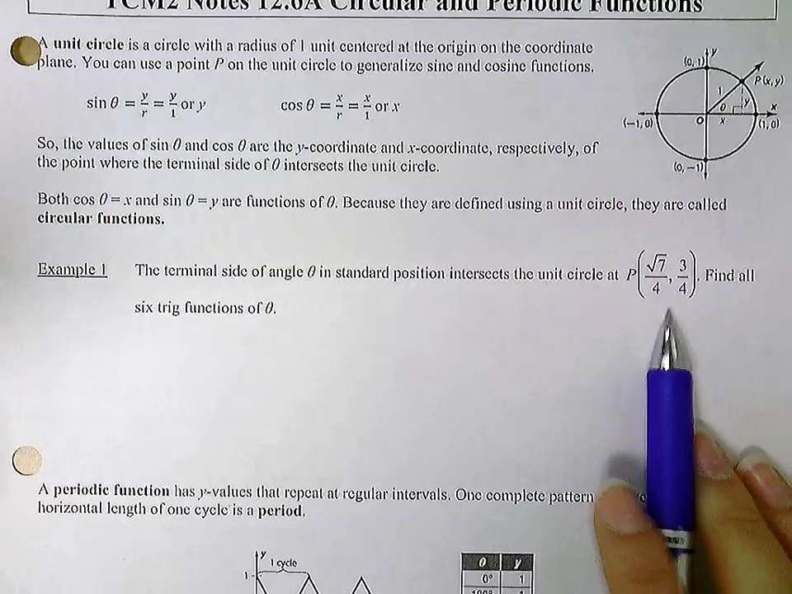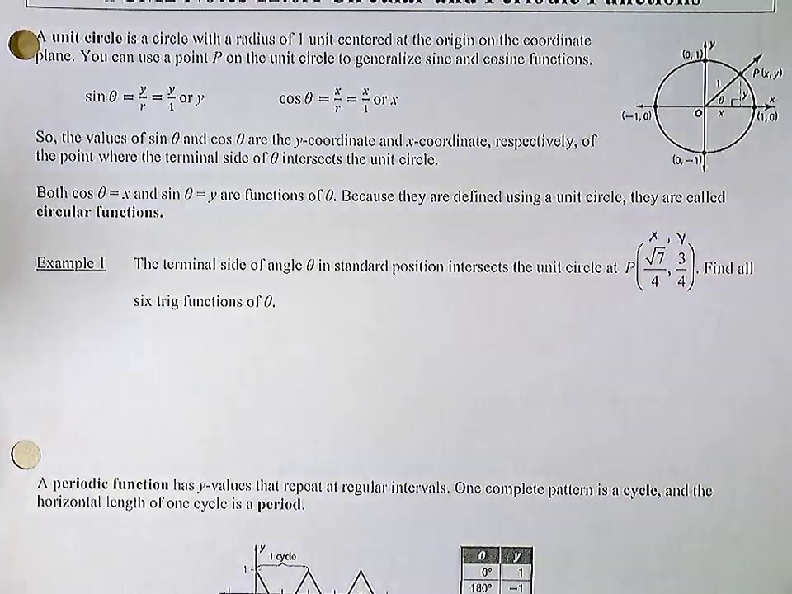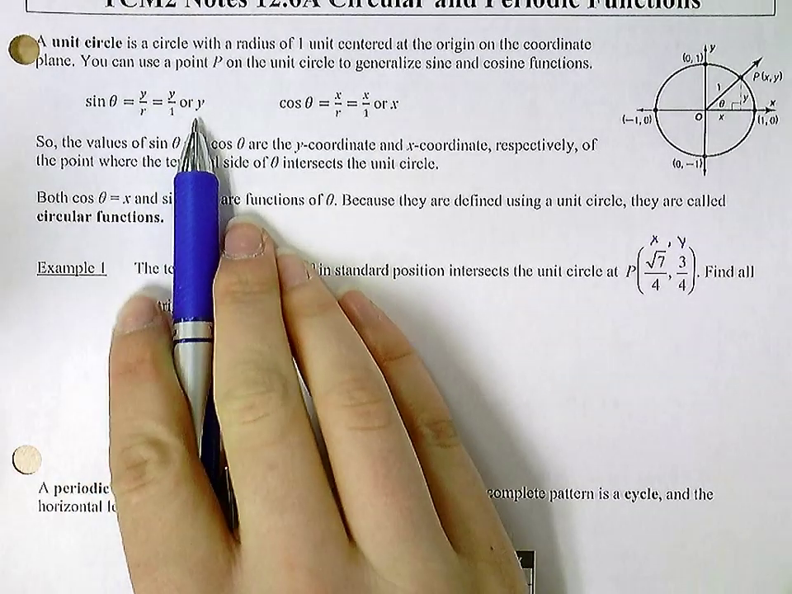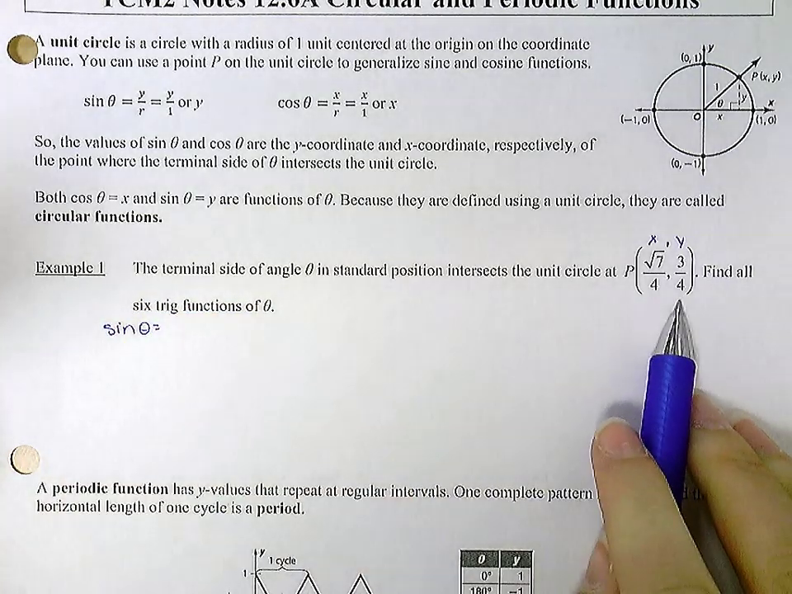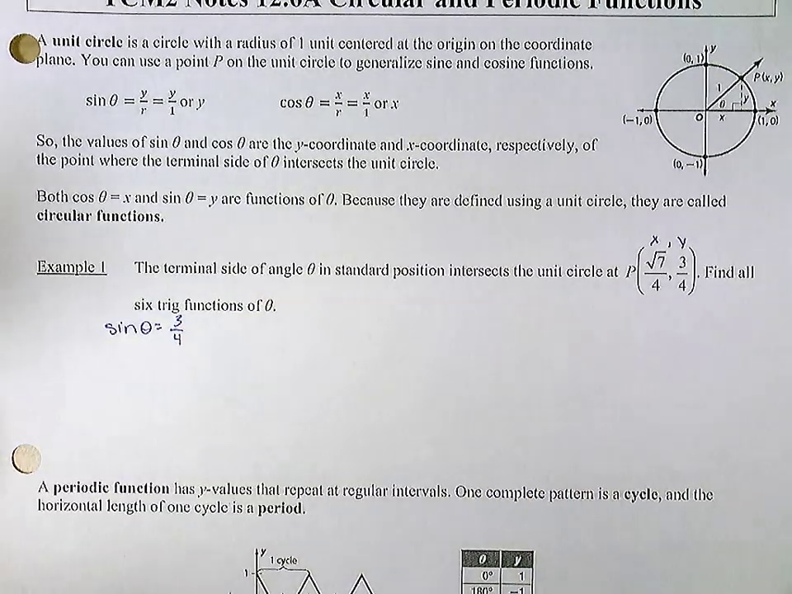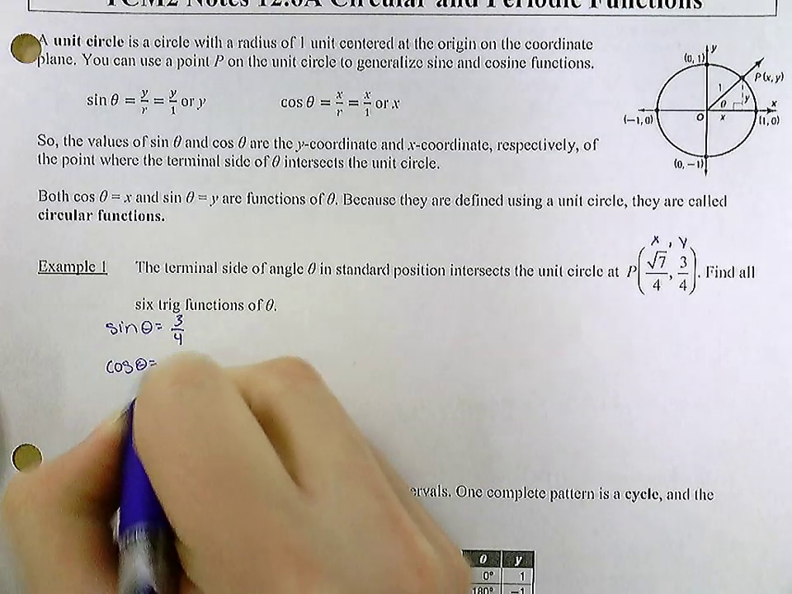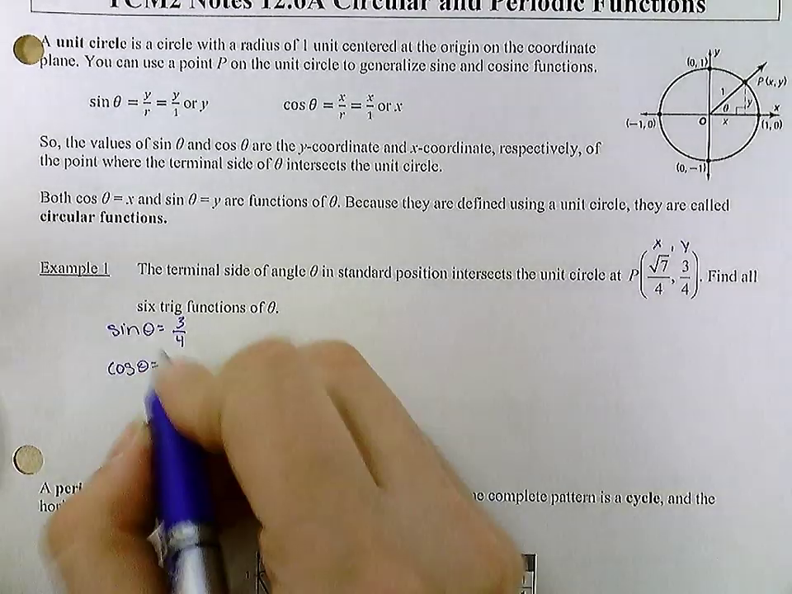So in our coordinate point, you have x and y, correct? Your x coordinate, your y coordinate. Well, the sine of theta is going to be equal to your y coordinate. So it's just going to be 3 over 4. Your cosine of theta is your x coordinate, so that will be square root of 7 over 4.